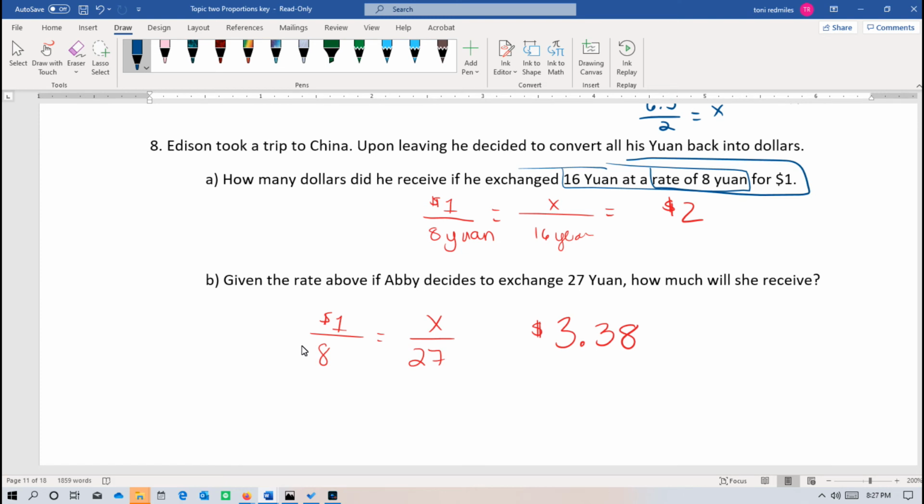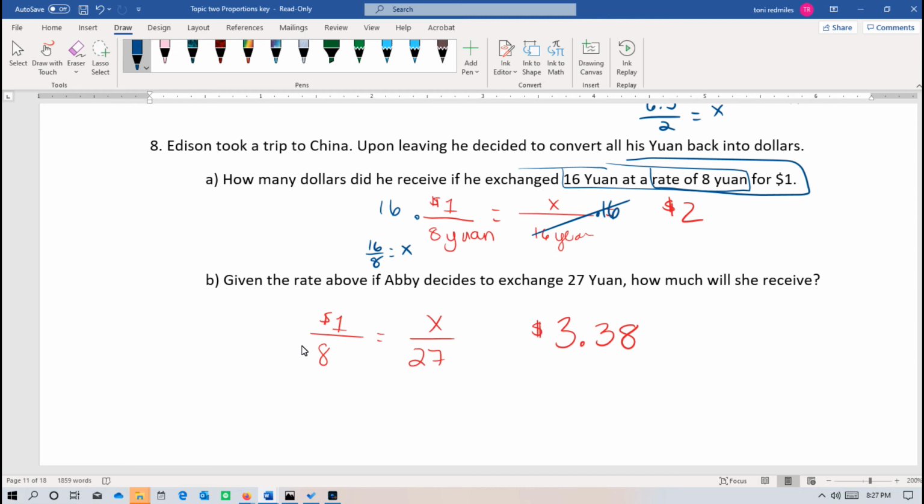And that equals the x amount of American dollars over 16. And I'm going to multiply both sides by the 16. Which is going to give me 16 over 8. It's going to cancel over here, giving me just an x. 8 can go into 16, 2. So it's going to be $2.